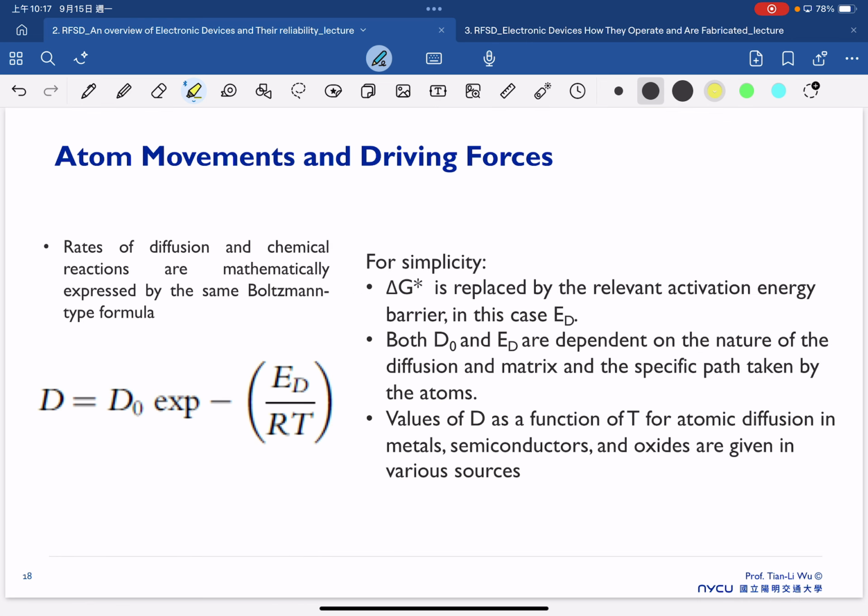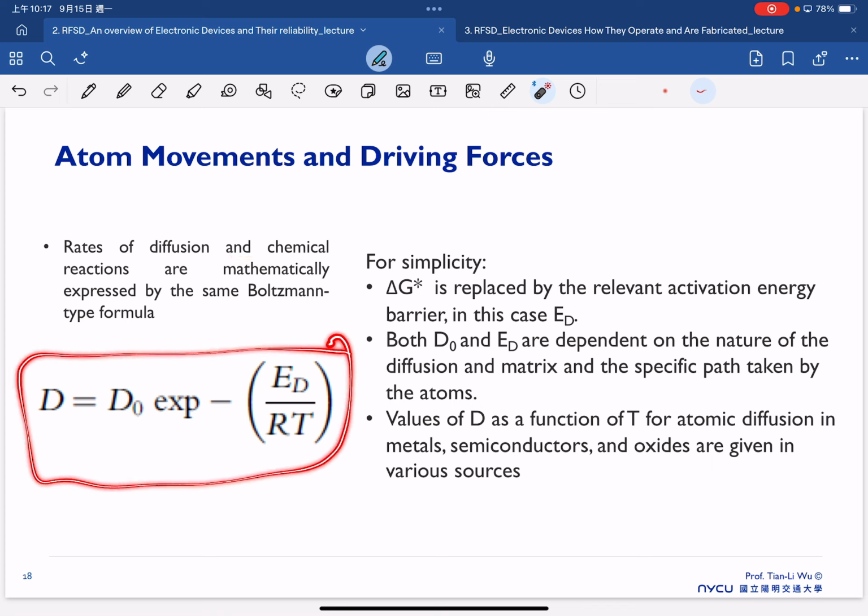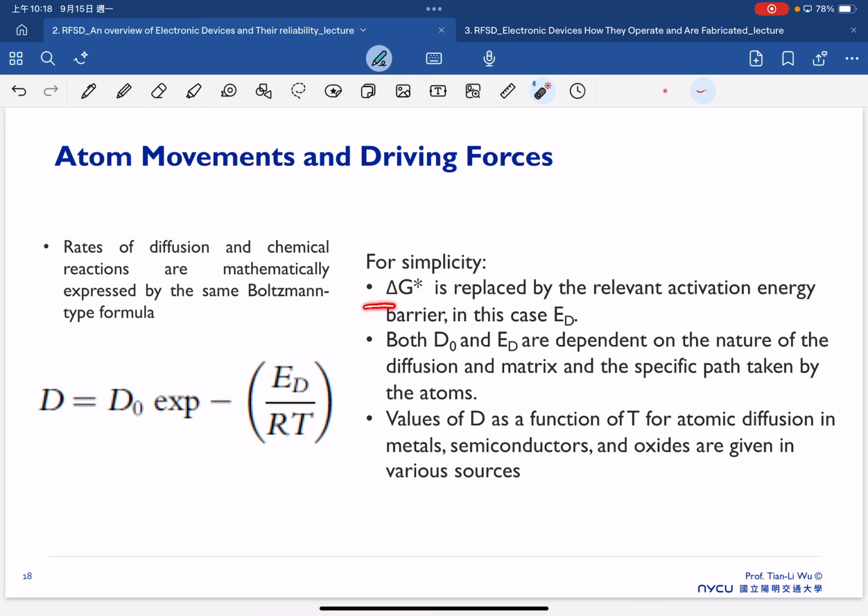So the rate of the diffusion and chemical reaction can be expressed by here as already shown. For simplicity, now the delta G is replaced by the relevant activation energy. In this case, we call it ED. And both D0 and ED are dependent on the nature of the diffusion matrix and specific paths taken by the atom. And the value D as a function of temperature for atomic diffusion in semiconductor, metal, and oxide can be considered in the different case, different material.